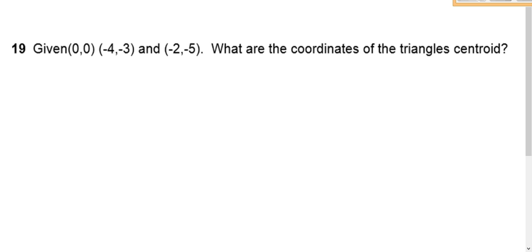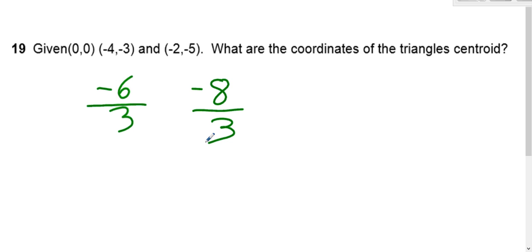To find the coordinates of the centroid, you add up all 3 points and divide by 3. So 0, negative 4, negative 2, that's negative 6. 0, negative 3, and negative 5, that's negative 8. Those are the coordinates. We just have to simplify. So that's negative 2, comma, negative 8 over 3. You could leave it like that, or you can make it a decimal. Either way is fine.